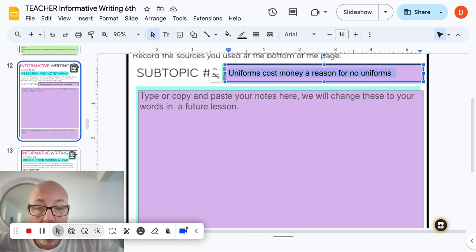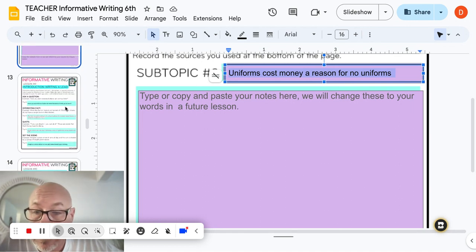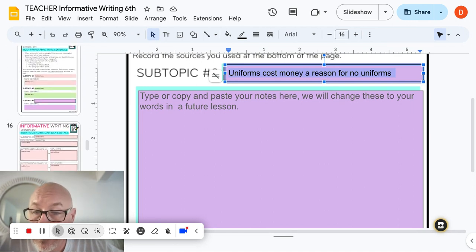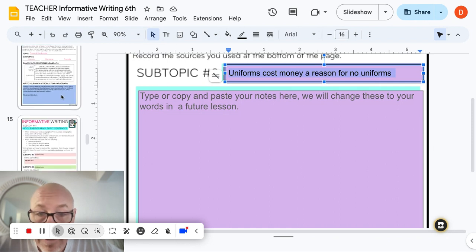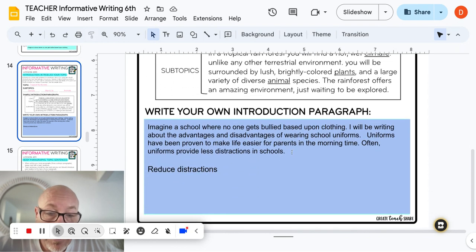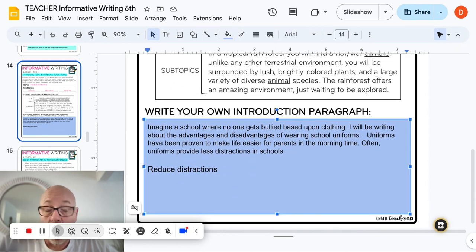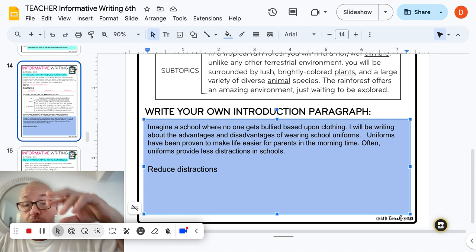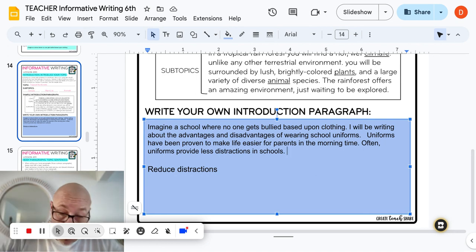Okay, now I'm going to copy, cut, and paste that. I'm going to come down here, right here, and that's uniforms cost money. I might not need to copy, cut, and paste. Now, do keep in mind I said that we were going to do 2 things there: why you should have uniforms, and this is my purple one, which is why we shouldn't.